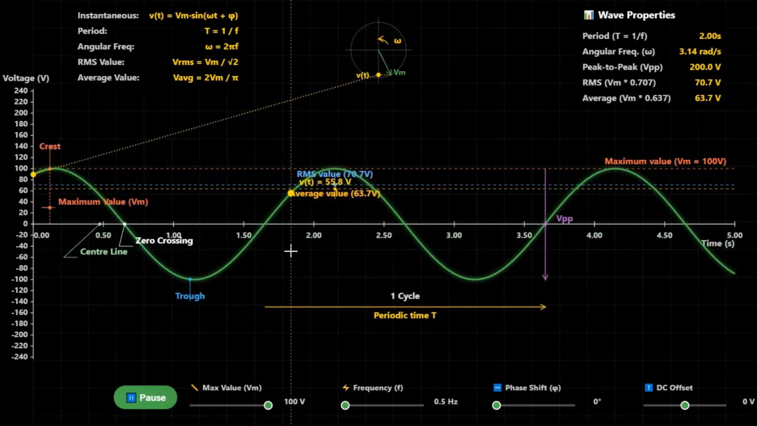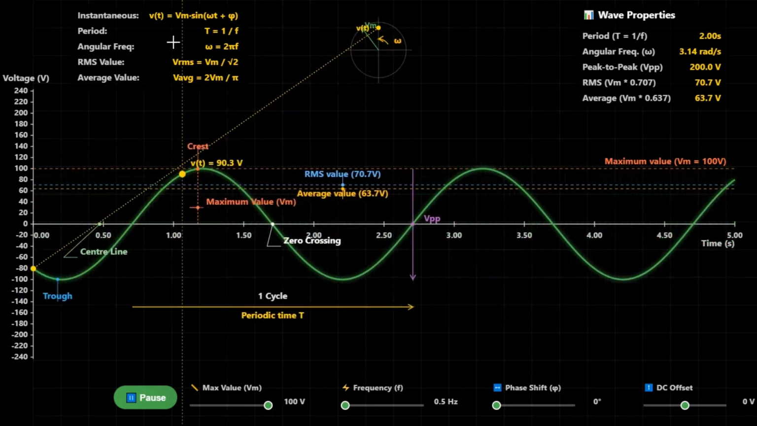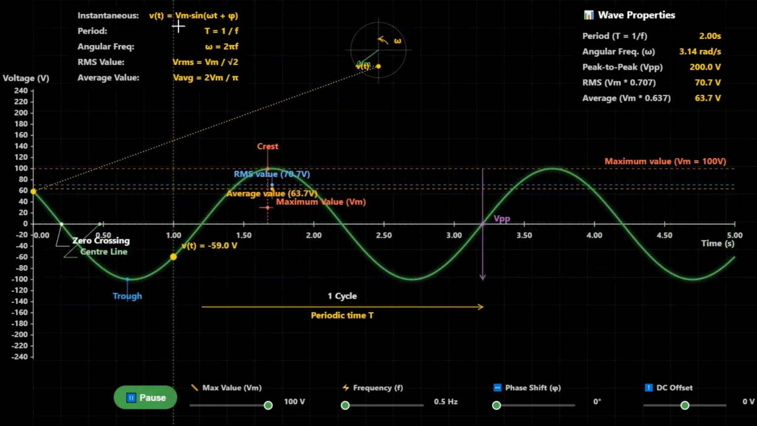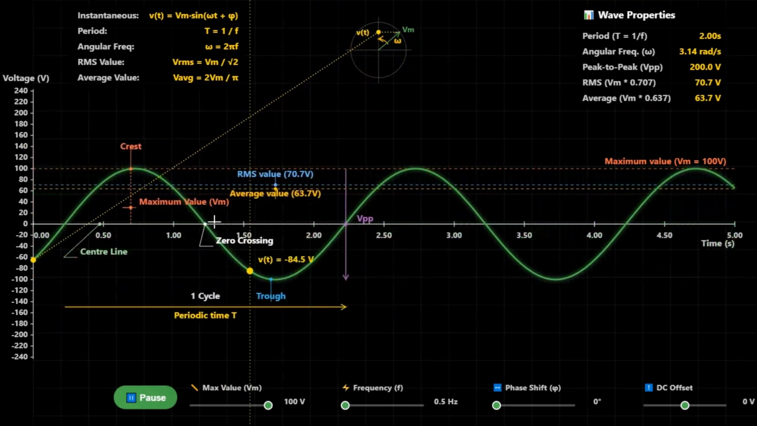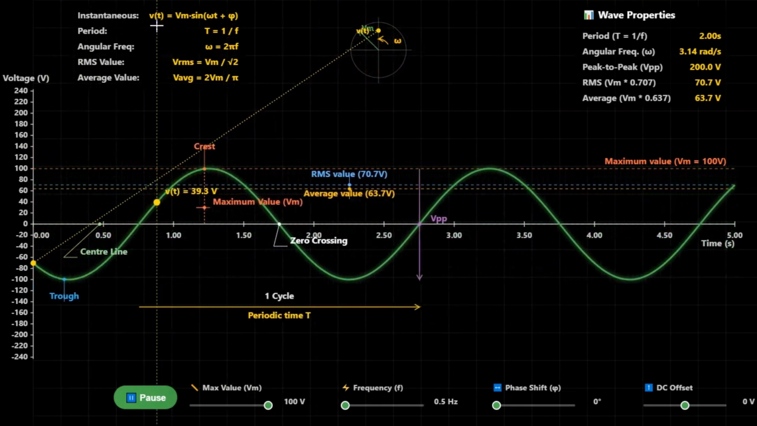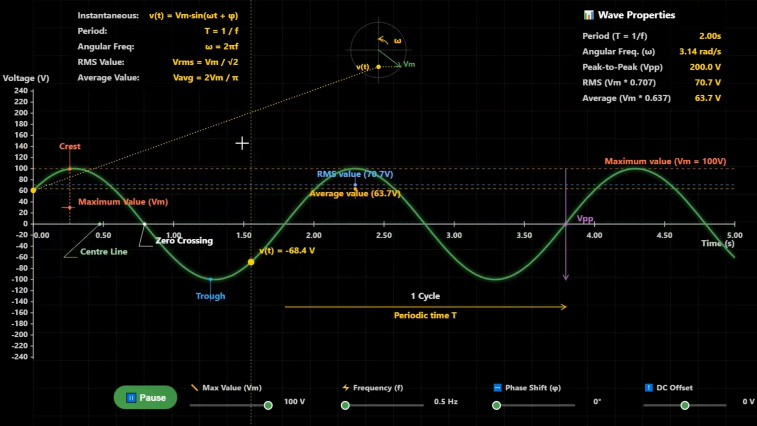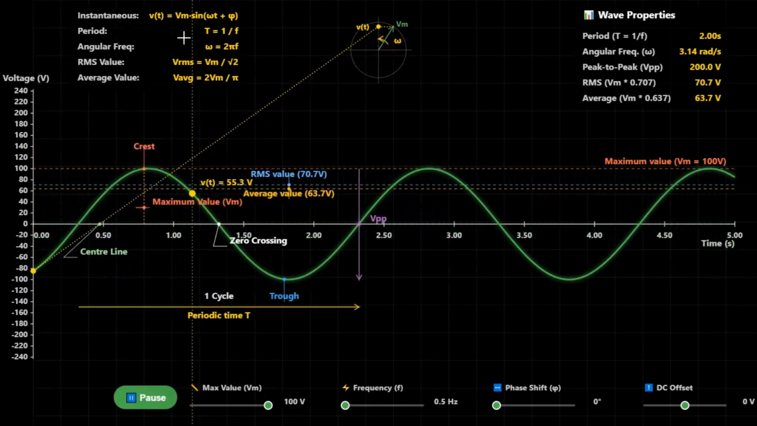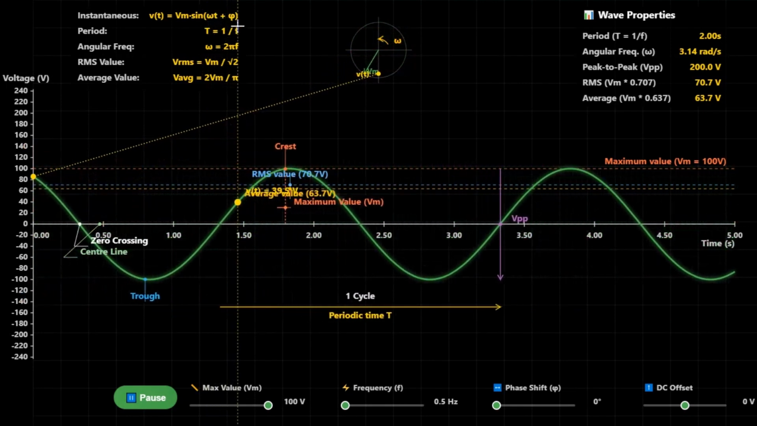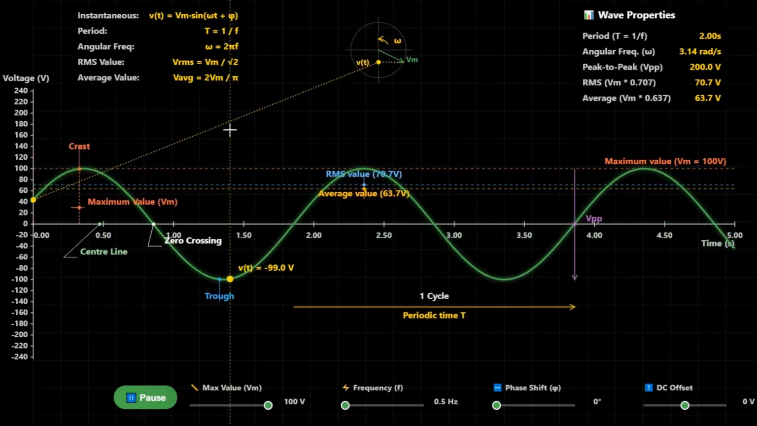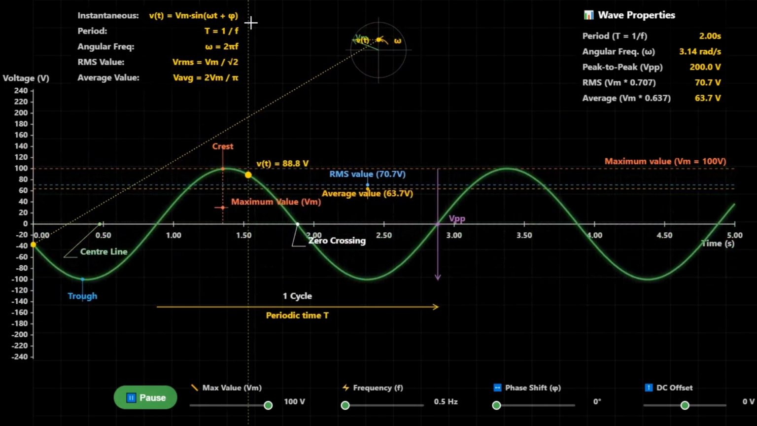Now the sine wave is the graphical representation of the sine function from trigonometry. Now here we can see v of t is equal to Vm sine omega t plus phi. Since we are considering this as a voltage waveform, that's why we have taken v of t is equal to Vm sine omega t plus phi. If this was a current waveform, then it will be i of t is equal to Im sine omega t plus phi. But in trigonometry, it is y of t is equal to A sine omega t plus phi.